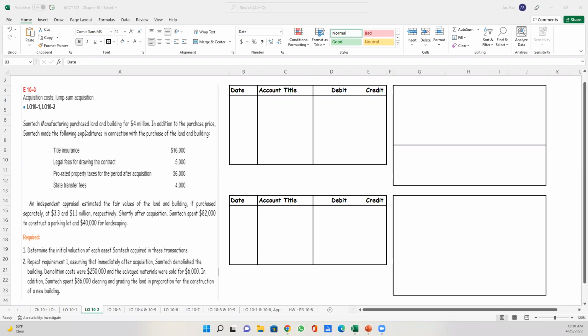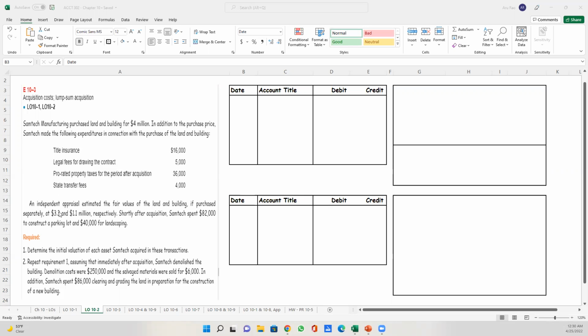Samtec Manufacturing has purchased land and building for a total of $4 million. In addition to this purchase price, they made the following expenditures. The title insurance is $16,000. Legal fees for drawing up the contract is another $5,000. Prorated property tax for the period after acquisition is $36,000. State transfer fees is $4,000.